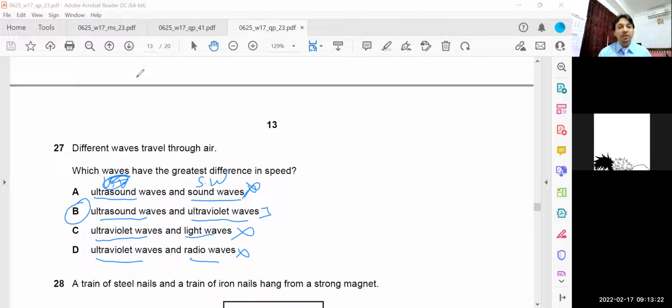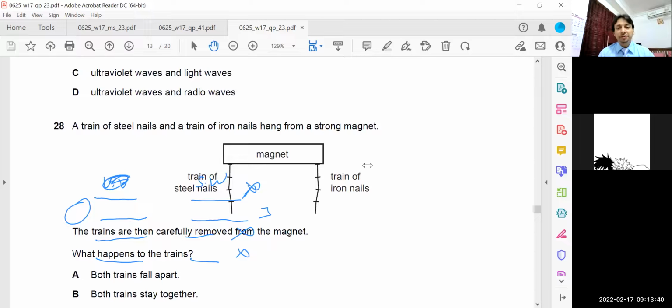So question number 27, the answer is, no, Abhishek, you said D. D is wrong. Ethan's answer is correct. He said B. Yash also said B. Correct.